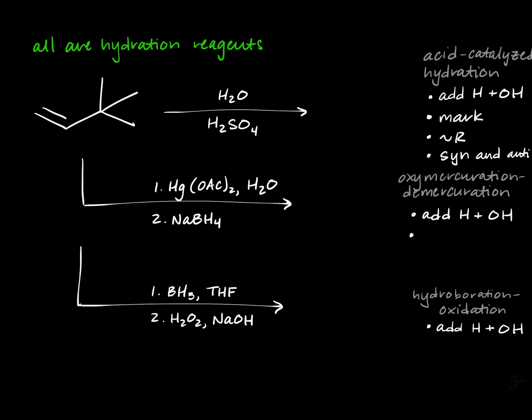Oxymercuration-demercuration does not go through a carbocation intermediate, but it still is a Markovnikov addition. So if we look at the difference between acid-catalyzed hydration and oxymercuration-demercuration, right now they look very similar. But the difference is that our oxymercuration-demercuration reagent cannot do rearrangement. Usually these are going to add anti to each other. So the H and the OH will be anti to each other.